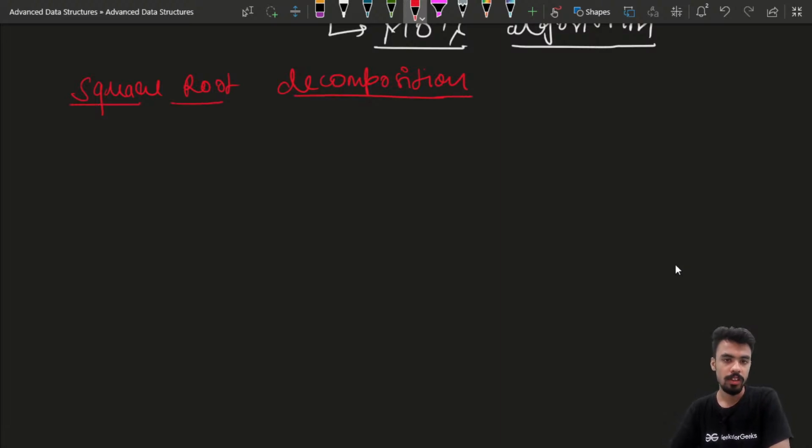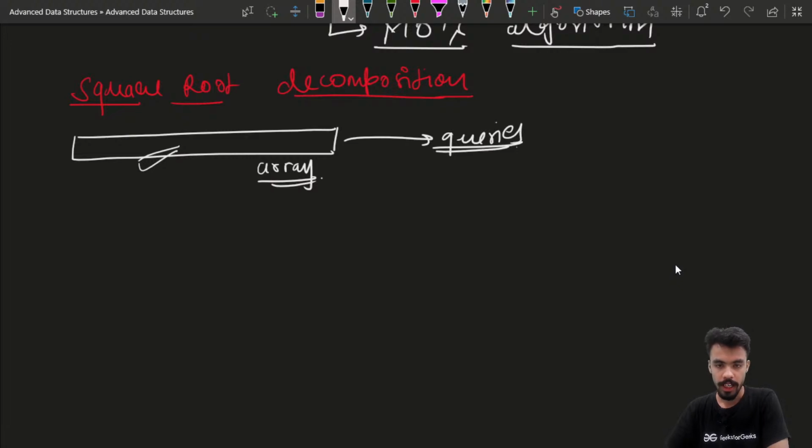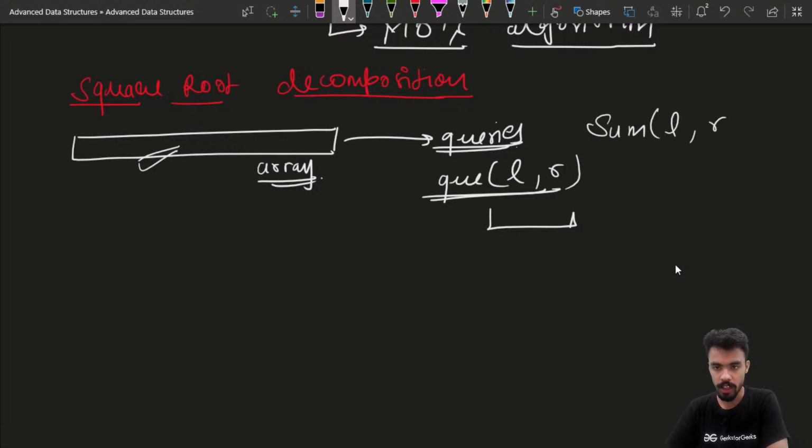Okay, so in the square root decomposition, what we were doing, we are having an array, and we are given some kind of queries. These queries are like query L to R. Now we are asked to do some operations on this range, that is L to R. So suppose we can be asked to find the sum of L to R.